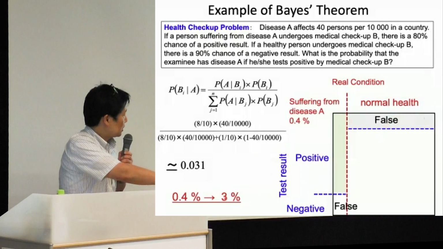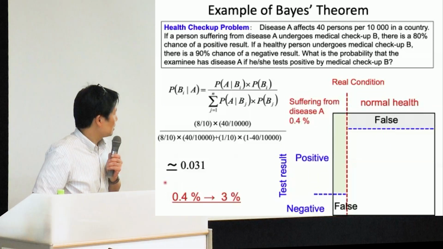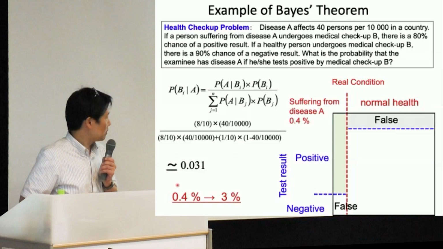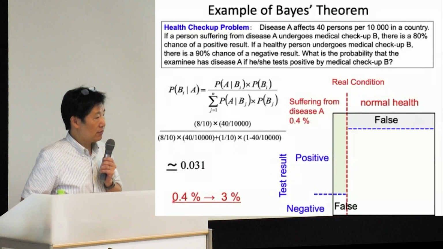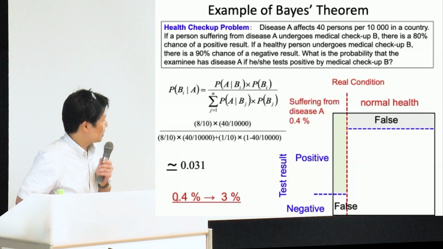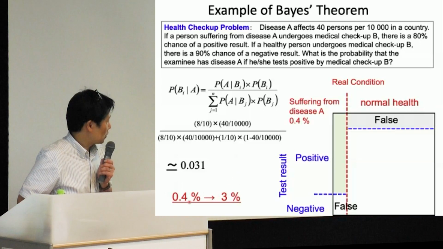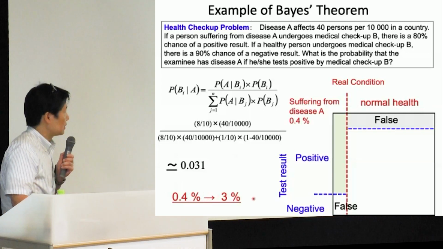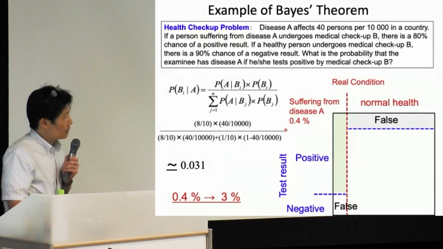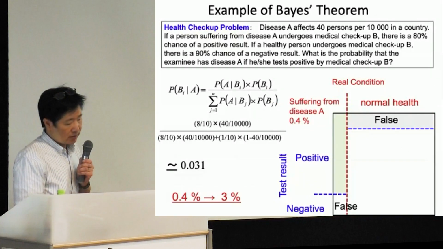But if we look at this result from another view, without the test, we know that there is just a possibility of 0.4% that we have disease A. But by the test, confidence increased from 0.4% to 3%. So that is the effect of a test.